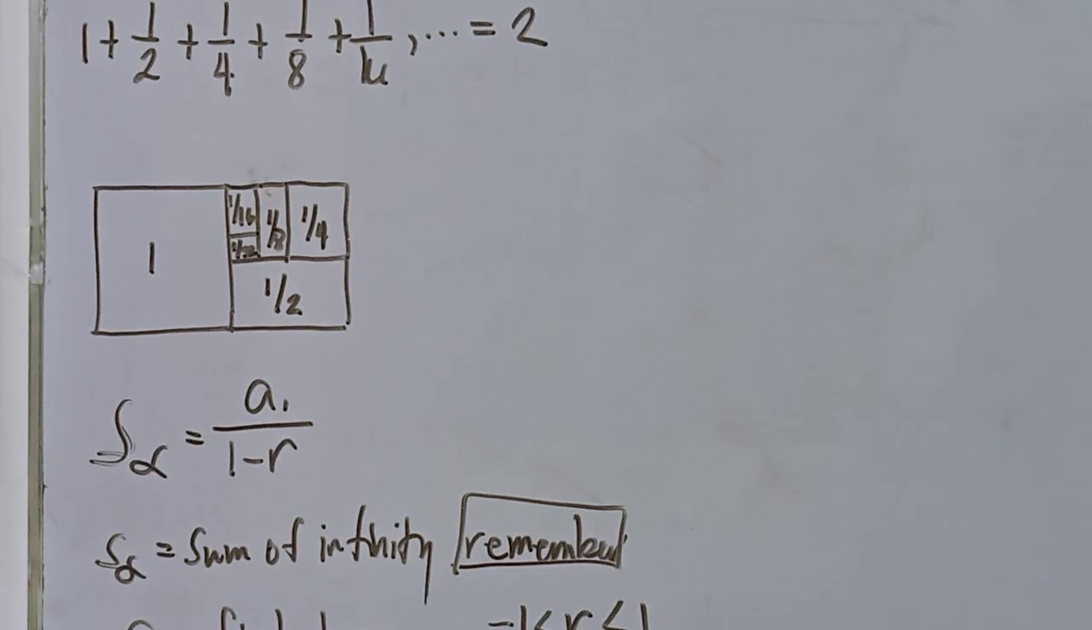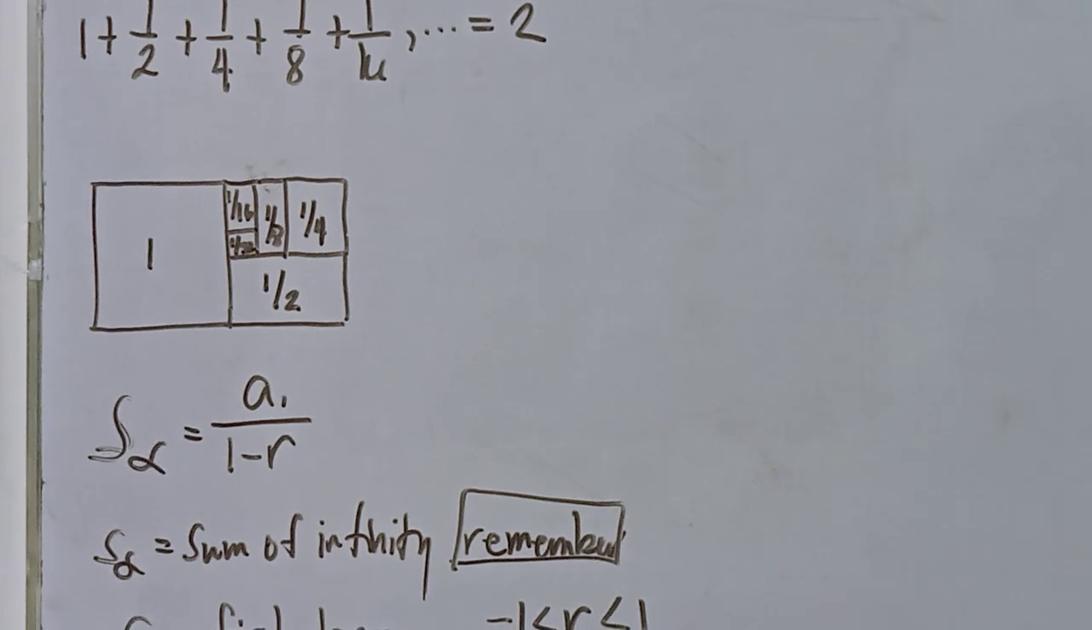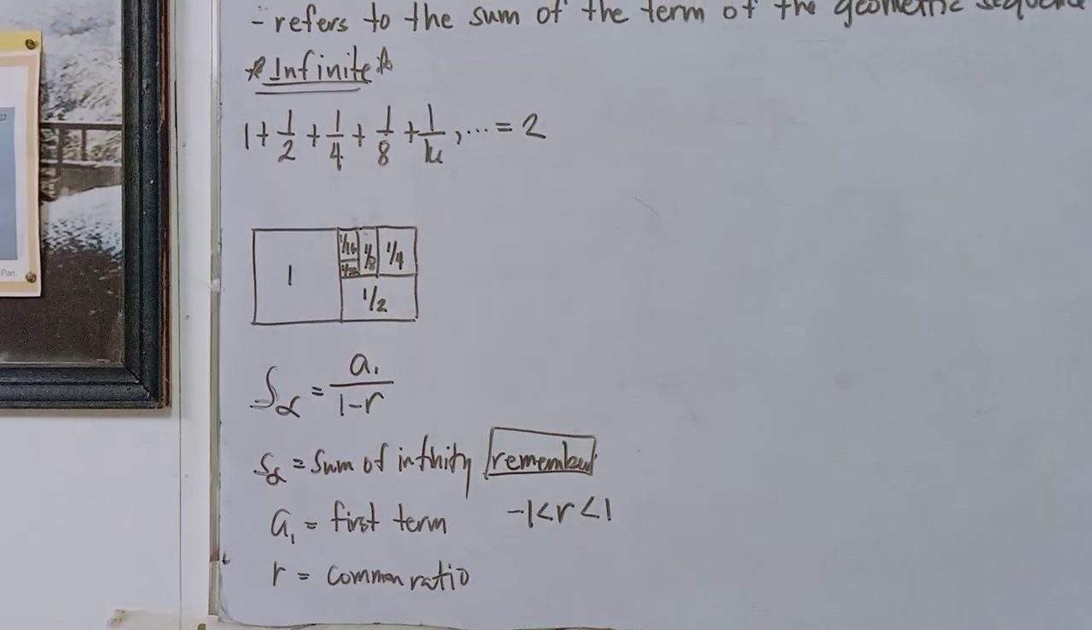So in that illustration, you can see that the whole number 1 is divided by 2. Half of that is 1/2. Half of 1/2 is 1/4. Half of 1/4 is 1/8. Half of 1/8 is 1 over 16. Likewise, half of 1 over 16 is 1 over 32. So what does this mean to us?